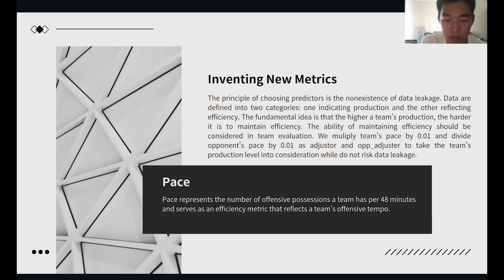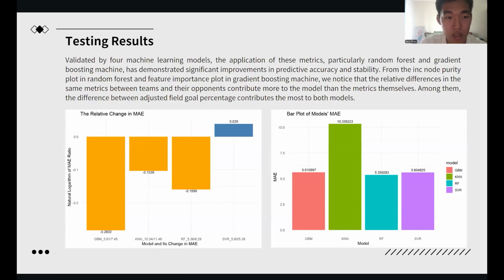Pace represents the number of offensive possessions a team has per 48 minutes, which is the regular game length, and serves as an efficiency metric that reflects a team's offensive tempo. Testing results were validated by four machine learning models. They are GBM, KNN, random forest, and SVR. We'll talk about them later.